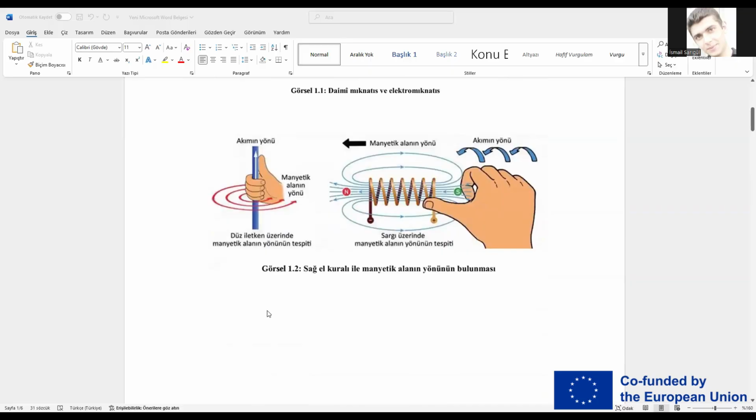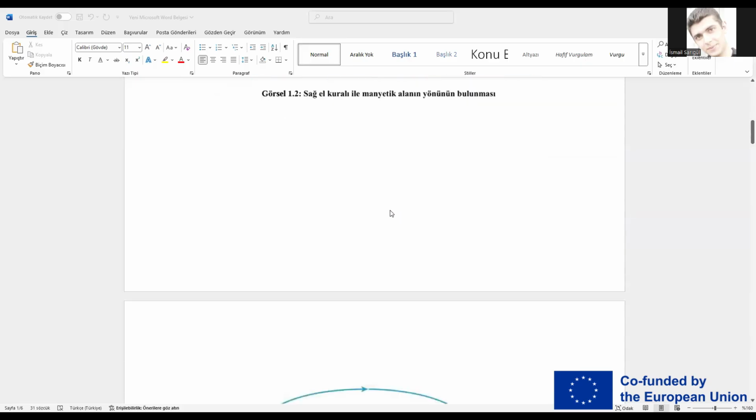The second picture is right-hand rules. The figure demonstrates the right-hand rule used to determine magnetic field direction. When the thumb points in the current direction, the fingers indicate the magnetic field direction. For coils, the fingers show the current direction and the thumb shows the field. This rule is essential for understanding how the rotor and stator fields interact to produce motion.